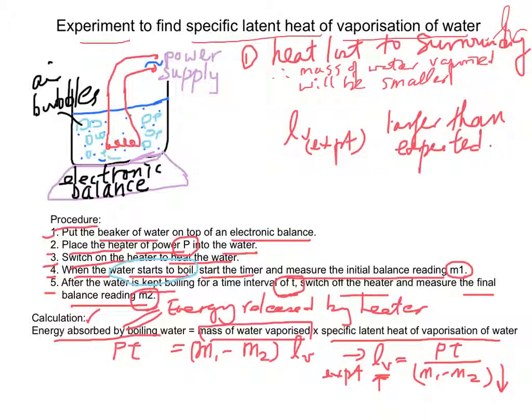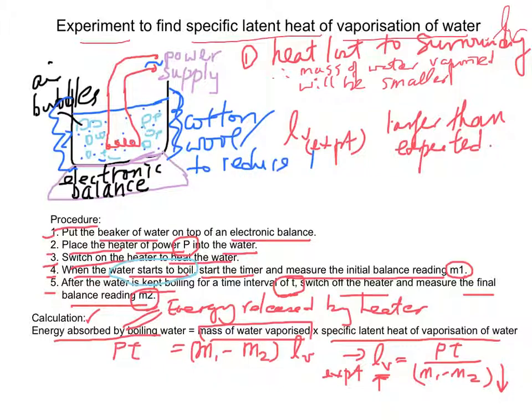To reduce this error, we can wrap the beaker with cotton or wool to reduce heat loss.